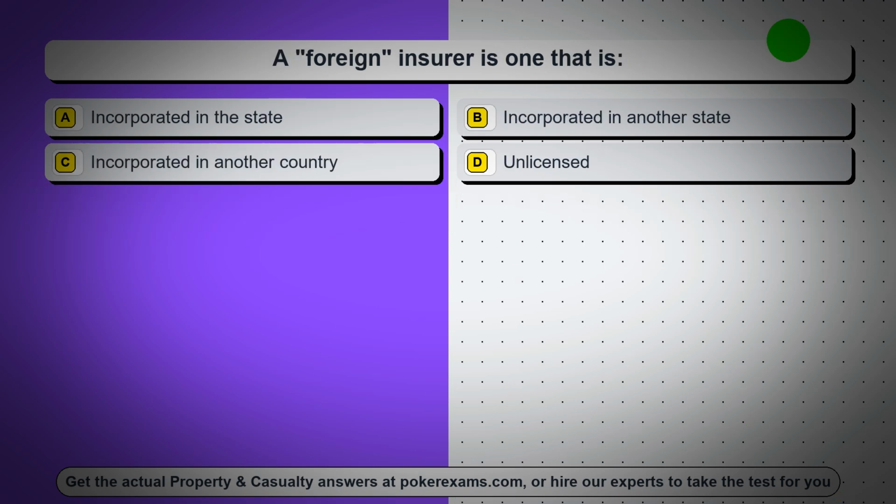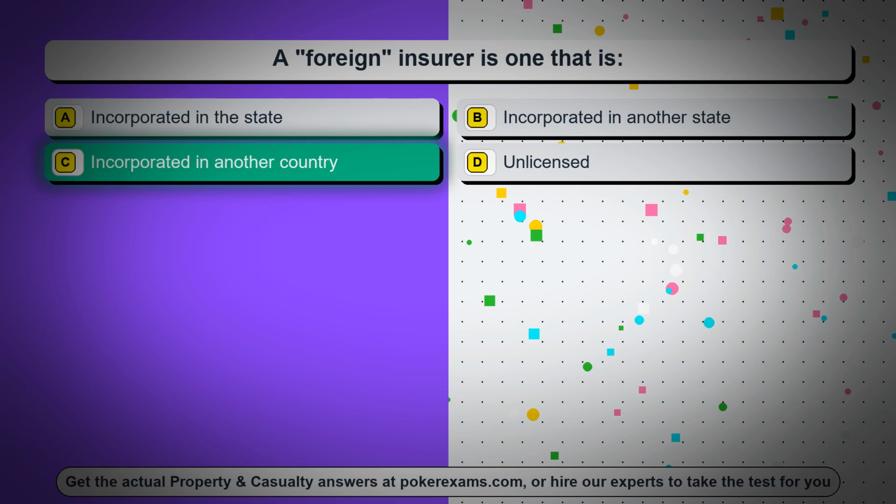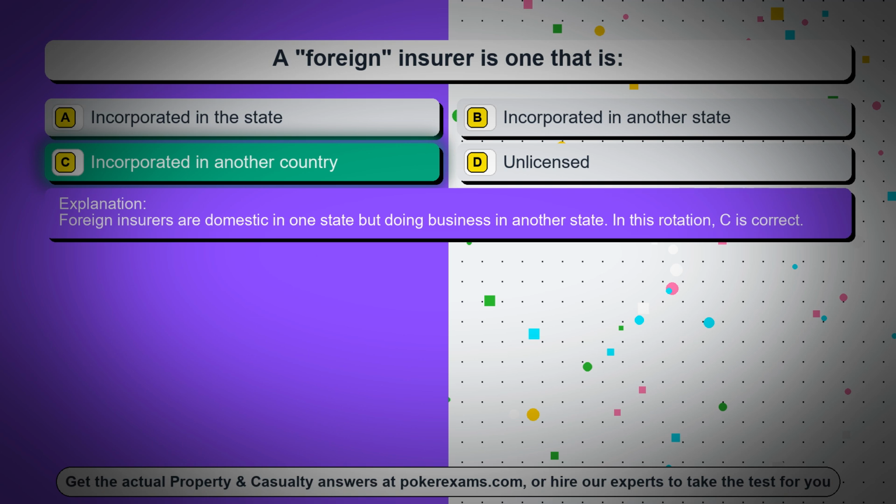Question 43. A foreign insurer is one that is: Option A, incorporated in the state. Option B, incorporated in another state. Option C, incorporated in another country. Option D, unlicensed. The correct answer is option C, incorporated in another country. Foreign insurers are domestic in one state but doing business in another state. In this rotation, C is correct.